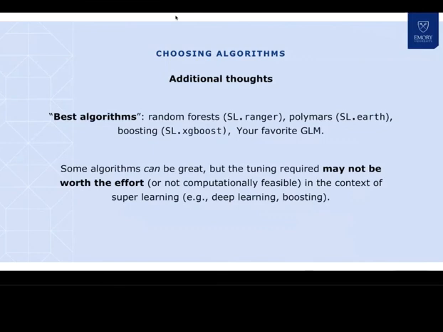Okay, the final point here is that some algorithms can be great, but maybe require a lot of tuning to perform well, right? I'm looking at deep learning here. You can make deep learning work for just about any problem, but it might take you half a year to identify the right tuning parameters that give you reasonable performance. And in the context of something like super learning, where you need to implement that algorithm not just once, but potentially 10 or 20 times, that's really a limitation. So I think things like deep learning and sometimes boosting, things that have a lot of knobs to turn, can be great and you can get them to work really well. But in the context of super learning, they are often maybe not worth the effort.